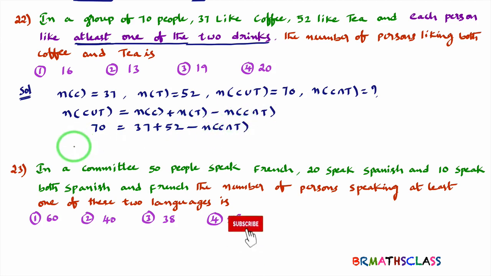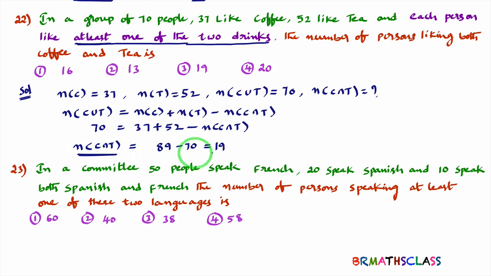You take N of C intersection T to the left hand side. N of C intersection T equals 37 plus 52, which is 89, minus 70. You take this 70 to this side, so plus 70 will become minus 70. 89 minus 70 is 19. So N of C intersection T is 19. So what is the right option? The third option is the right option.